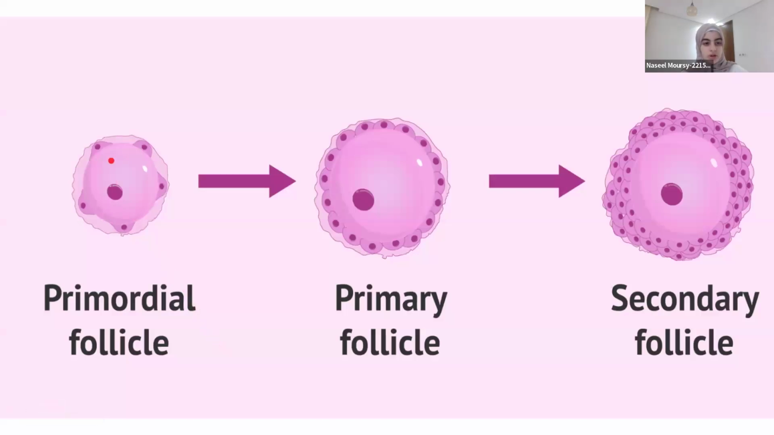So this is just the structure. So we have primordial. You see they're very thin. It's a very thin layer around the egg. But then the primary follicle, you see now these squamous cells become cuboidal. And now secondary, you have many layers. So now we're talking about the pre-antral follicles, which are the primary and secondary.